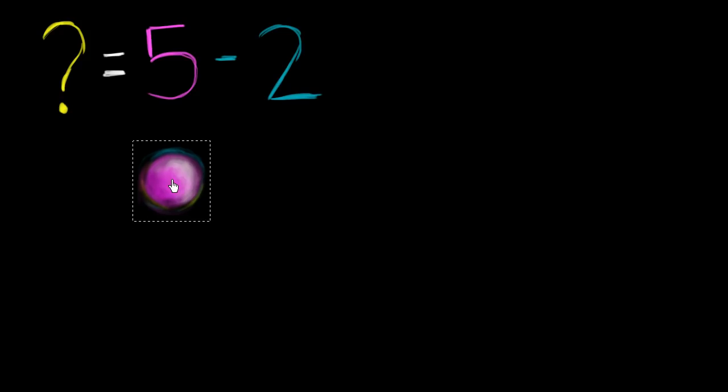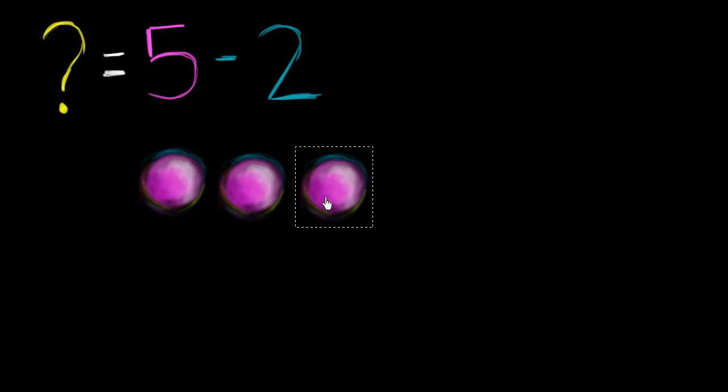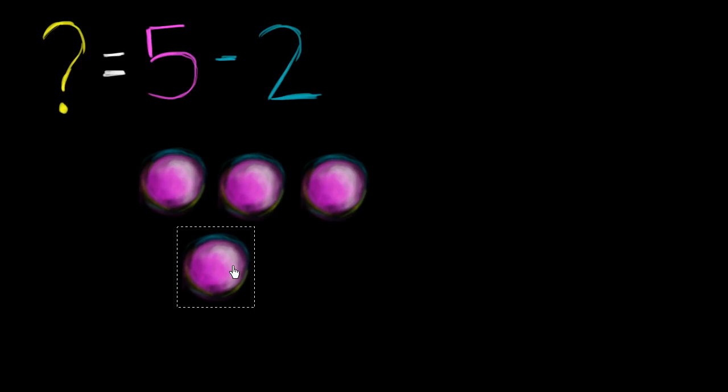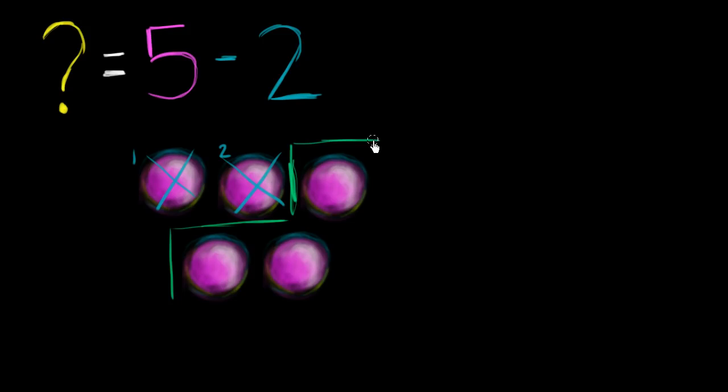So I have 1, 2, 3, 4, 5 things. And now I am going to take away 2 of them. So I'm going to take away 1 and 2. So I took away 1, 2 objects. So how many do I have left over? Well, I have left over these, let me do this in a different color. I have left over these purple things right over here.